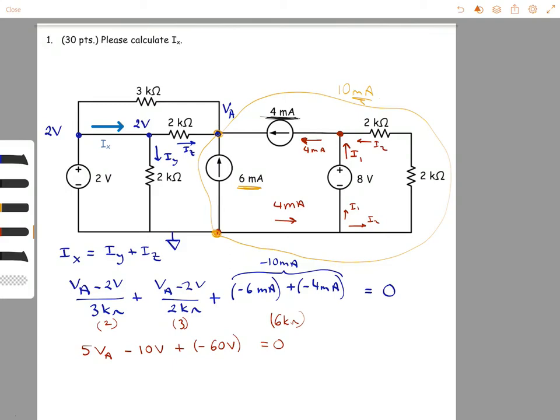So from this expression, we end up having VA equals 70 volts divided by 5. That is equal to 70 divided by 5, which is 14 volts.